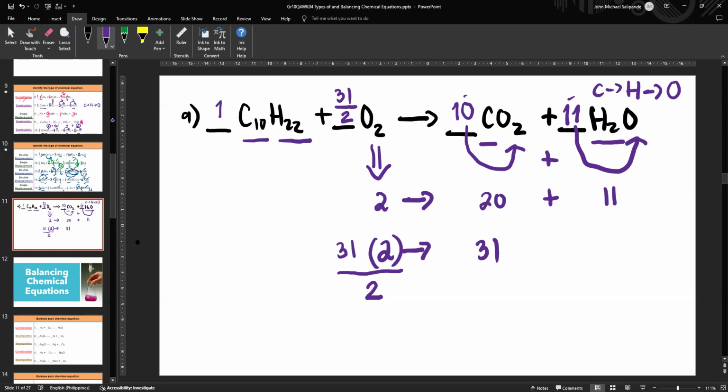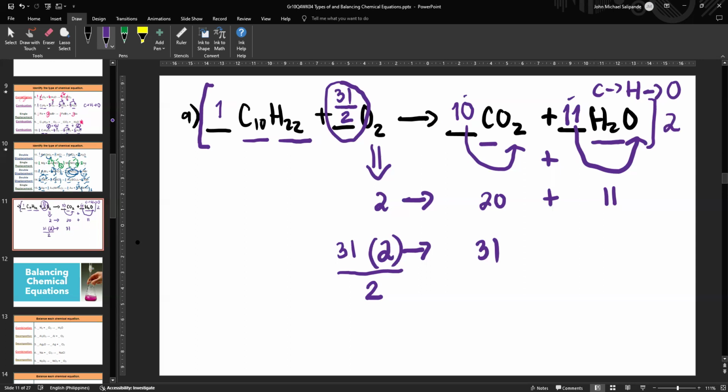However, we have a coefficient here that is not a whole number. That's 31 over 2. That's a fraction. That's a rational number. And in balancing chemical equations, we never use fractions. We only use whole numbers. So we have to multiply the entire equation by 2 to eliminate the denominator.